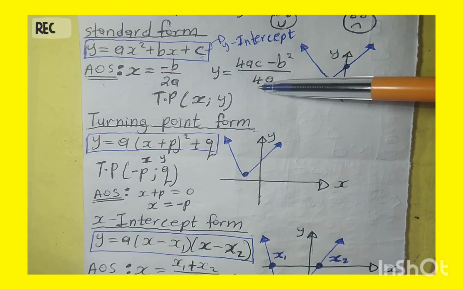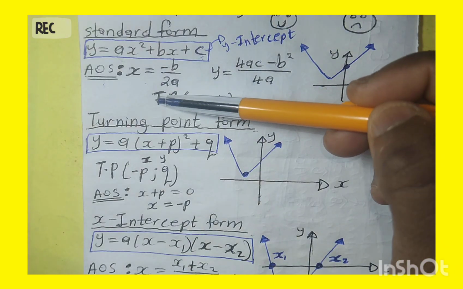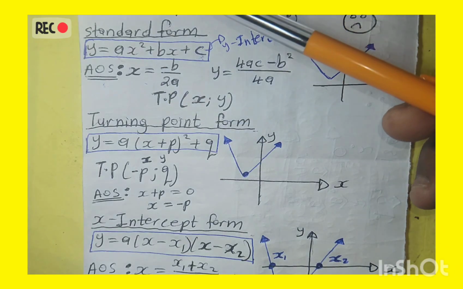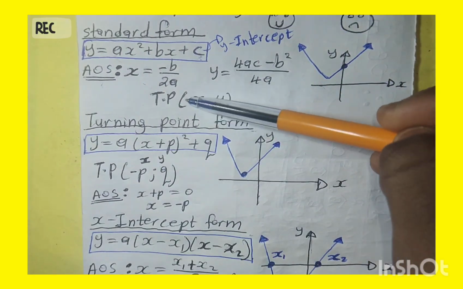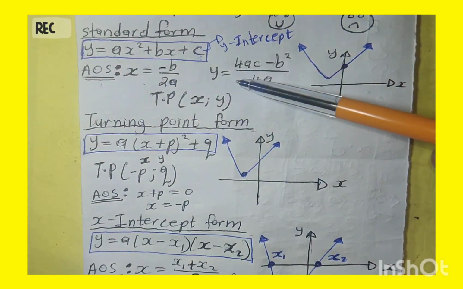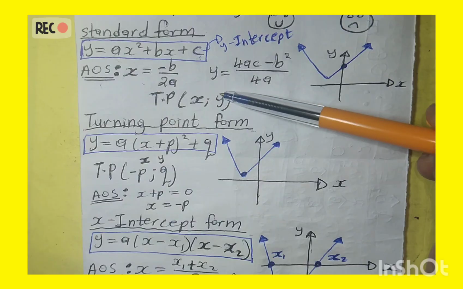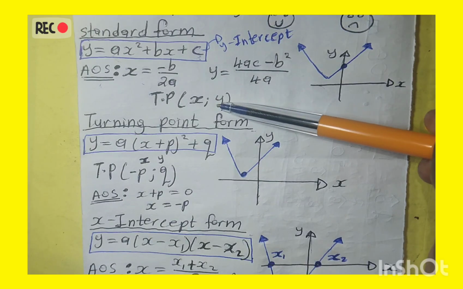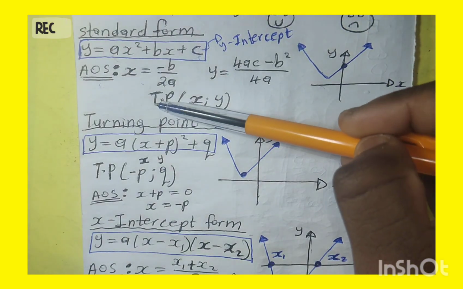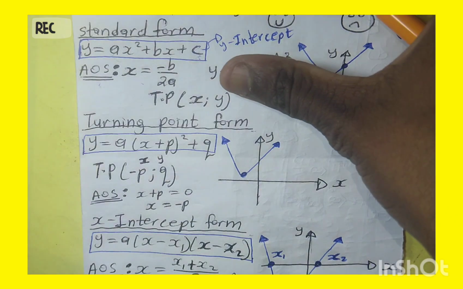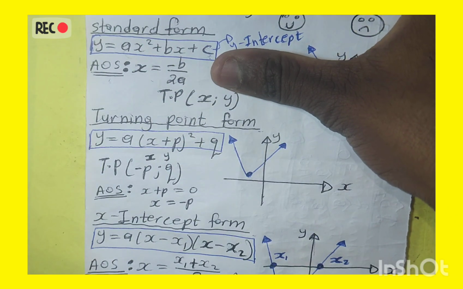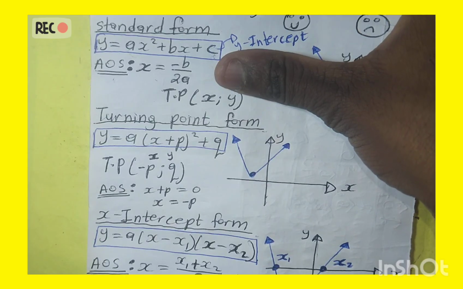Let me tell you something. If you want to get a turning point, you will use this equation to get your input as an x value. Then you will use that equation to get your output, as your y value for the turning point. But some other learners, guys, even forgot this equation.